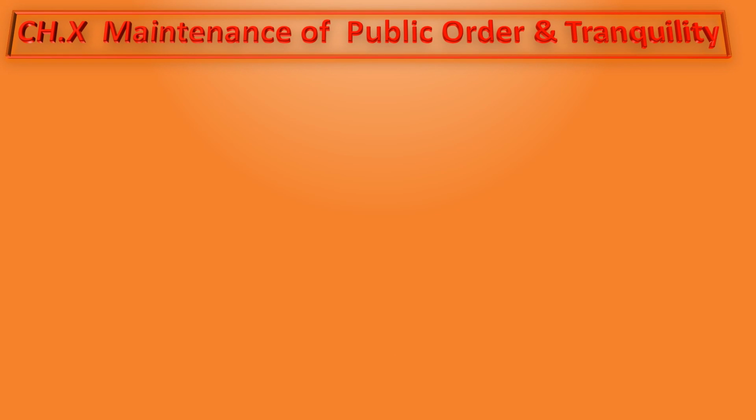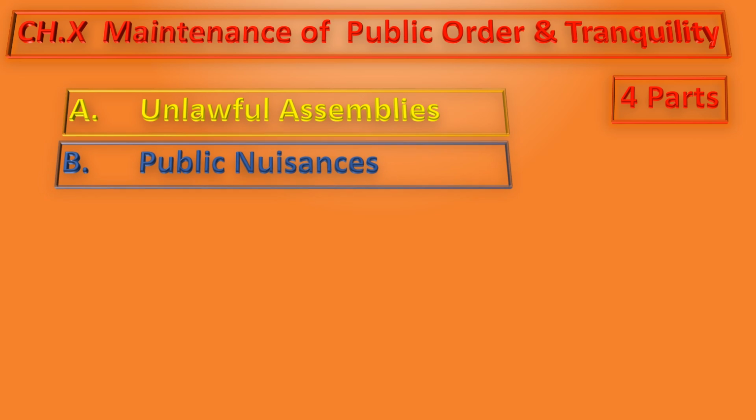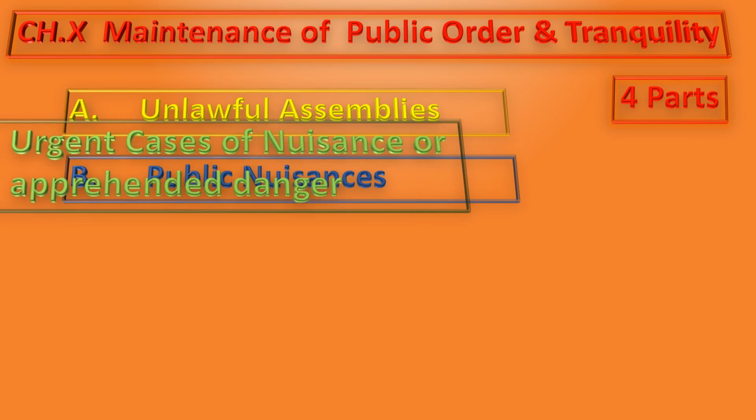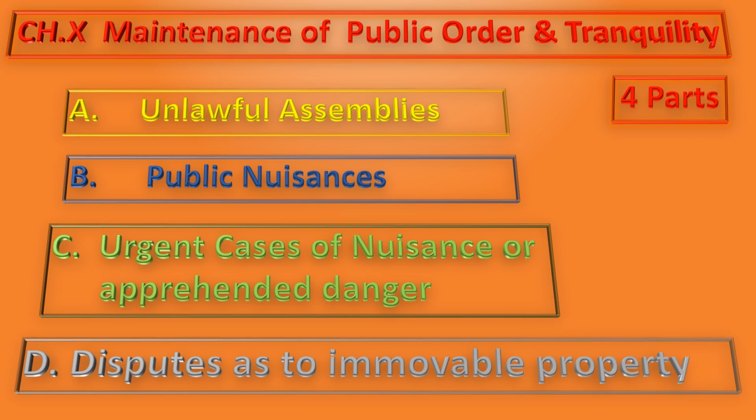Chapter 10, Maintenance of Public Order and Tranquility. It is divided into four parts. They are A. Unlawful Assemblies, B. Public Nuisances, C. Urgent cases of nuisances or apprehended danger, and the fourth part, D. Disputes as to immovable property.